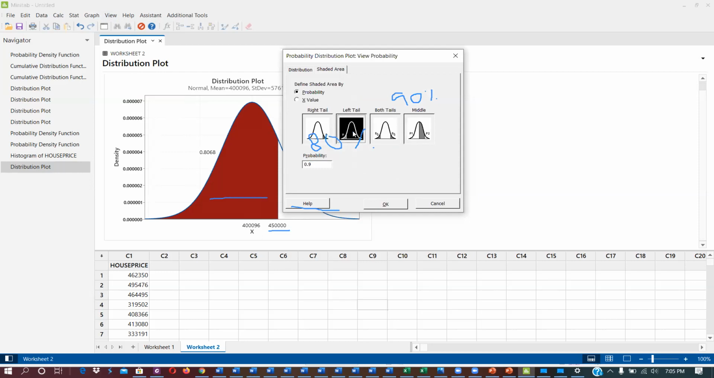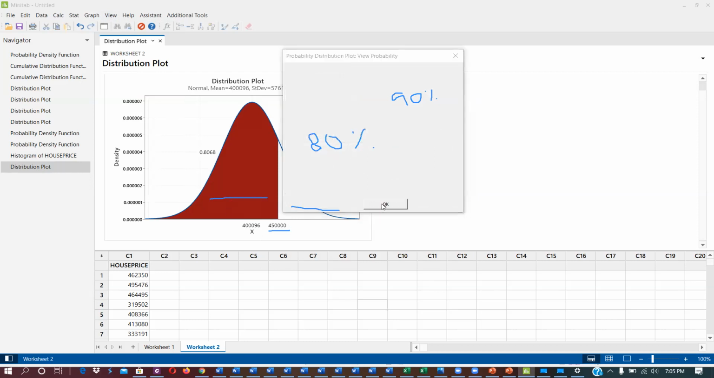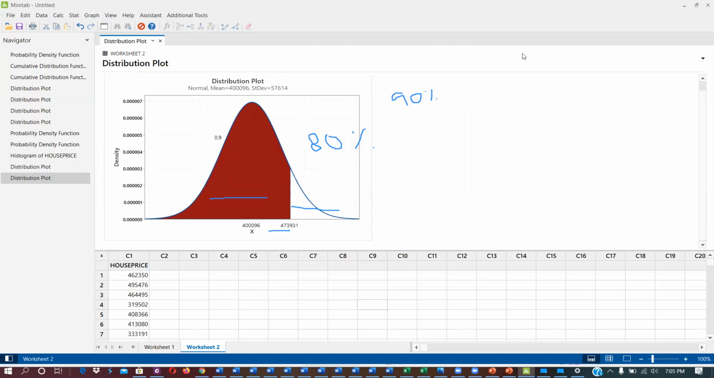What should be the value if I want to sell above the 90 percentile? My house value must be above this mark, 473,931. Below this, we have 90 percentile of the house values. So if I mark somewhere 474,000 plus, then I can be in the top 10 percentile.